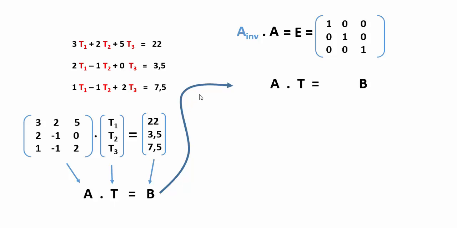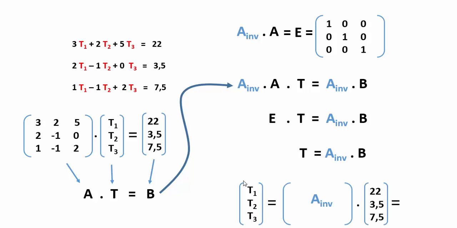If we multiply the left hand side by A inverse, we have to do the same thing at the right hand side, then you see on the left hand side a product of A inverse and A, and that makes E. So here we get E times T makes A inverse times B, and E times T is the column matrix T itself. And this is what we were looking for, T equals A inverse times B. So now we can use this in Excel.